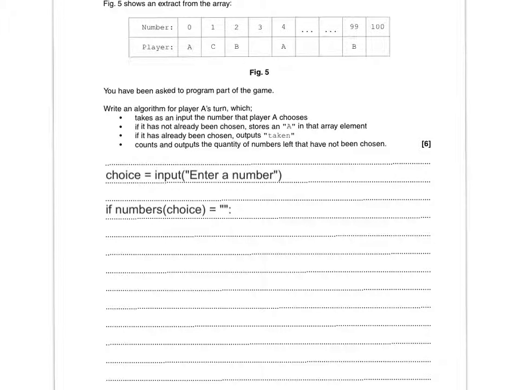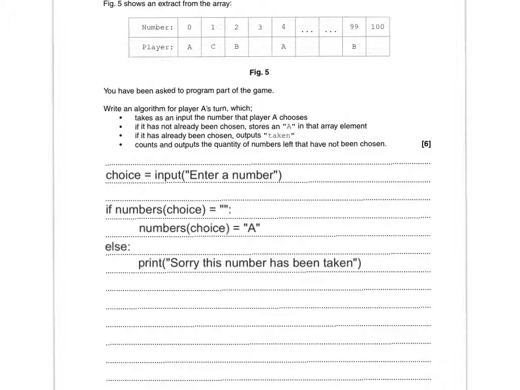The second bullet point asks us to make a decision. So if the number's not already been chosen, then we're going to store A in that element. If you noticed in both lines of code, I've referred to the numbers list and used choice to identify the number in the list that the person's chosen. We can then look at the third bullet point, which actually looks to see what happens if the number's been taken. So in this case, we're going to put an else clause in, and we're going to say, right, otherwise, if the number has been taken, then we just want to say, sorry, that number's been taken, using a print statement.